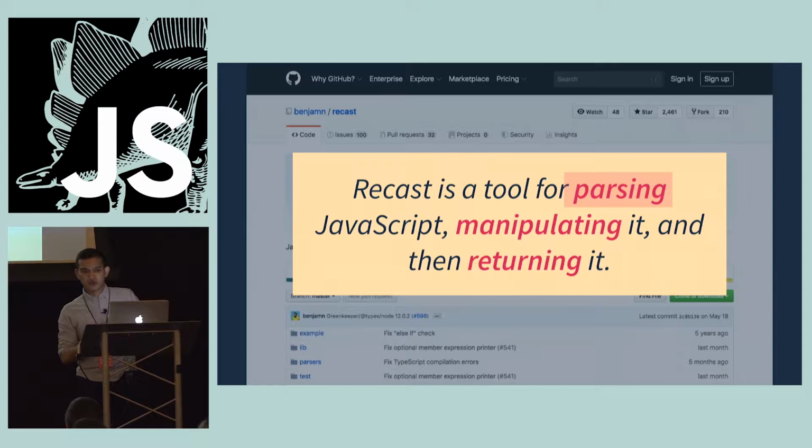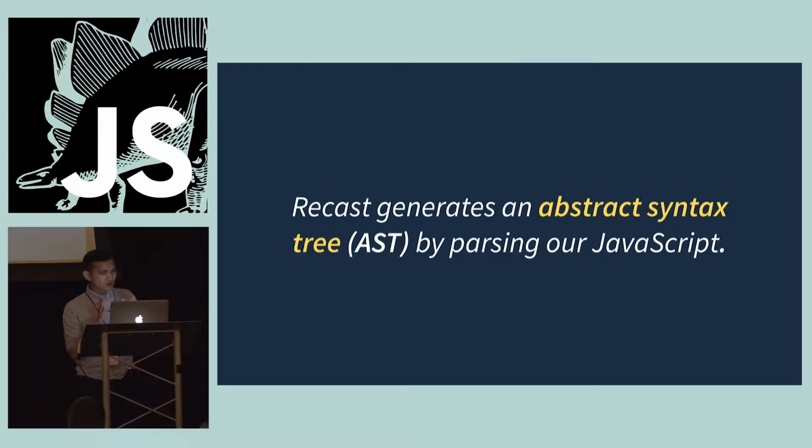Recast supports different parsers like TypeScript, Flow, and Babylon. That's the parser behind Babel. This means that JS CodeShift itself also supports these parsers. That does raise a question, though. What exactly happens when Recast parses our JavaScript? Recast generates an abstract syntax tree, or AST for short, from our JavaScript.